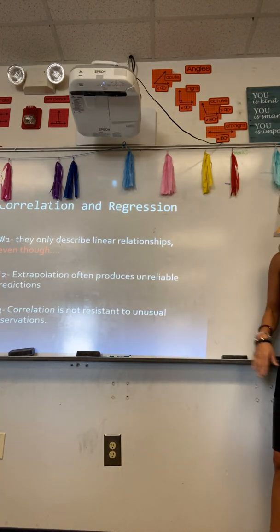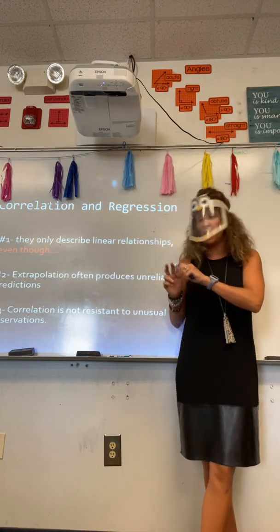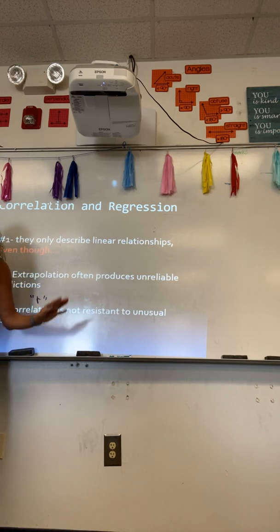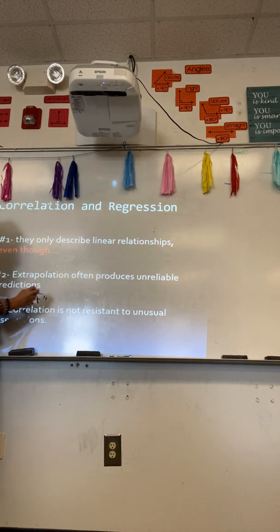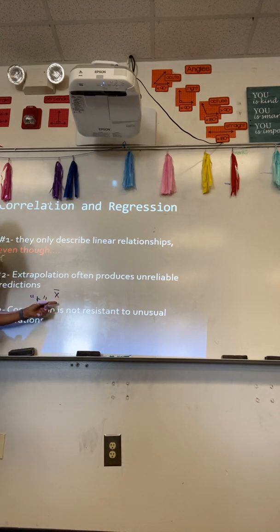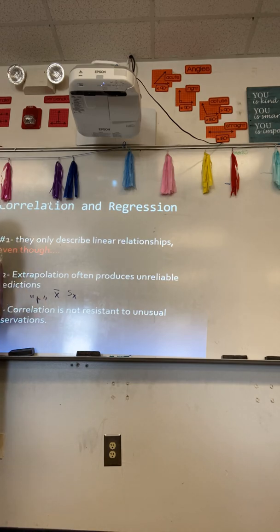So correlation is not resistant. If you look at the correlation formula, R, you don't have to know how to use the correlation coefficient R formula. You still need to look at the formula on your formula sheet and see that it includes X bar. Is X bar resistant? No. What about standard deviation? Is it resistant? No. So that means correlation R is not resistant as well. Heavily influenced by outliers.